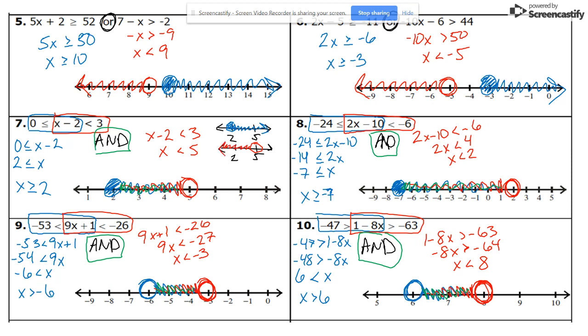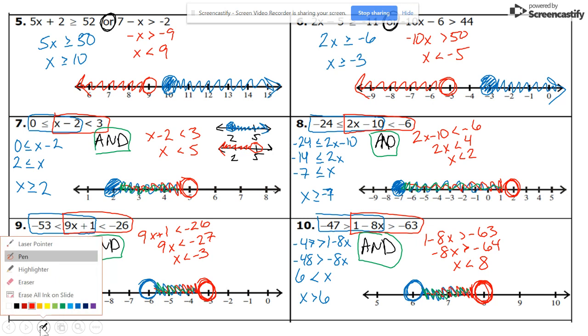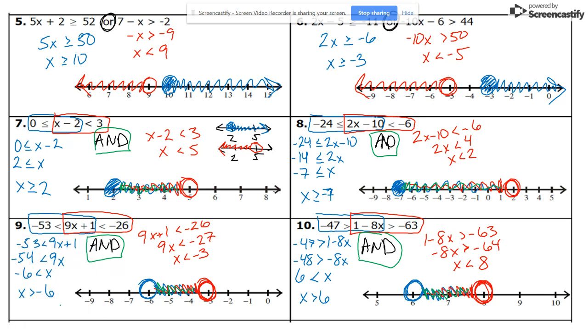And then you can see on the final solution where I have the final graph, you can see that the only thing that's shaded is the overlap. Right? So that includes the boundary points. So the filled in circle at the 2 and the open circle at the 5. That would be my final answer for number 7. So finish checking your answers and move along.